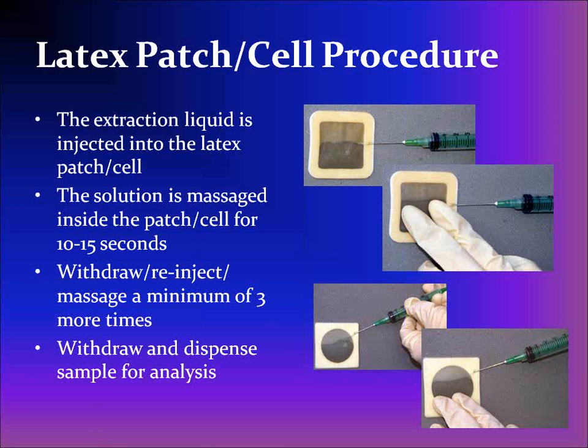After the final time, evacuate as much of the liquid from the latex cell as possible using the syringe. Empty the contents of the syringe into a small plastic beaker or other plastic container for analysis. Note that the slide makes reference to massaging the inside of the patch or cell for 10 to 15 seconds and repeating that process 4 times, once plus 3. ISO recommends a 1-minute dwell time and 10 injections for a total of 10 minutes elapsed extraction time.